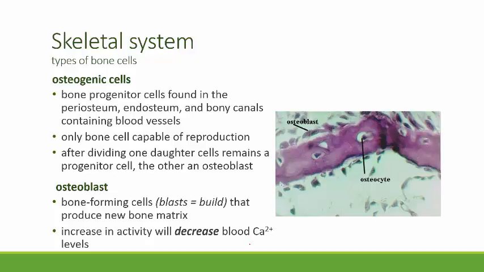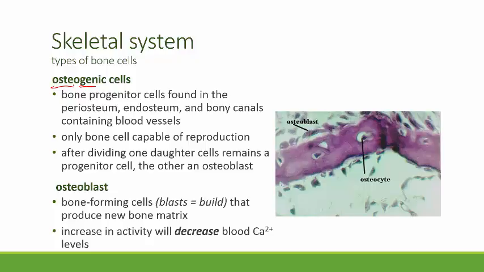So osteogenic cells, these are the progenitor cells. They're found in the periosteum and the endosteum, and they're also found in the bony canals of the bone that contain blood vessels. So anywhere that we could find blood vessels, we're going to find osteogenic cells. Osteo meaning bone. Gen, think Genesis. These are the bone beginning cells. So Genesis is the beginning of the Bible. Genesis means the beginning of something.